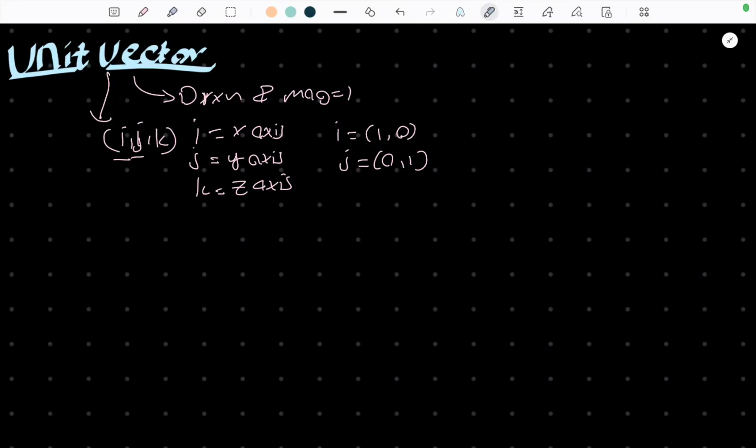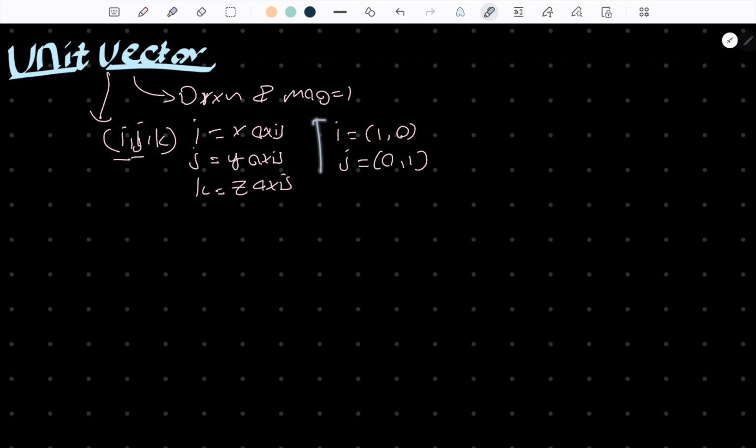So in this video we will be talking about unit vectors. Unit vectors are vectors that are only used to show direction and have a magnitude of 1. When we specify unit vectors, we have i, j, k. i specifies the x-axis, j specifies the y-axis, k specifies the z-axis.